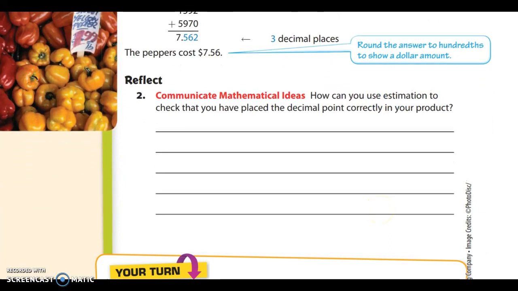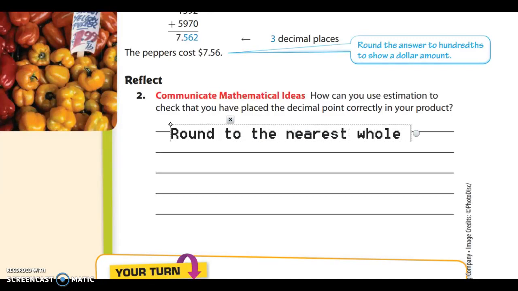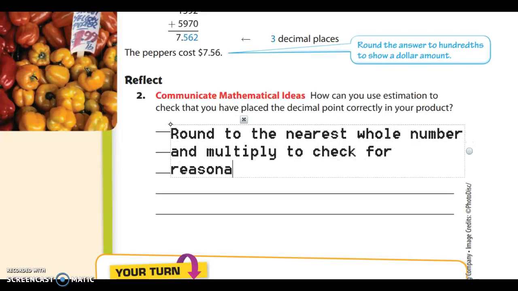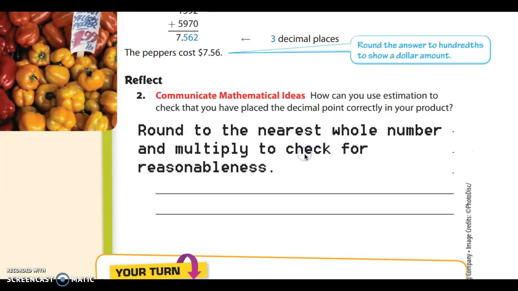Reflect real quick. It says, how can you use estimation to check that you have placed the decimal point correctly in your product? So whenever I see this word estimate, I think to myself round. So I would round to the nearest whole number, and multiply to check for reasonableness. That's what I would do.